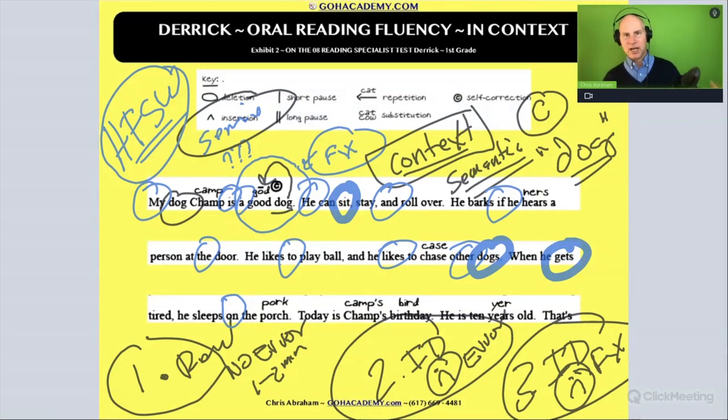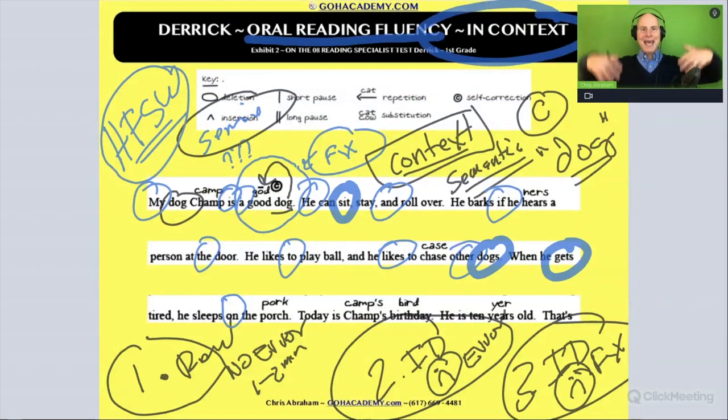I think when you do this stuff, always remember when you're analyzing a student's oral reading fluency, you're looking at their oral reading fluency in context, how they read out loud. We always do these three things. One, read it to yourself with no mistakes from start to finish. Two, go back, identify patterns in the mistakes. See if you can find at least two mistakes. And then the third thing you do is go back and look to see what did they do right, or how did they fix their mistakes?